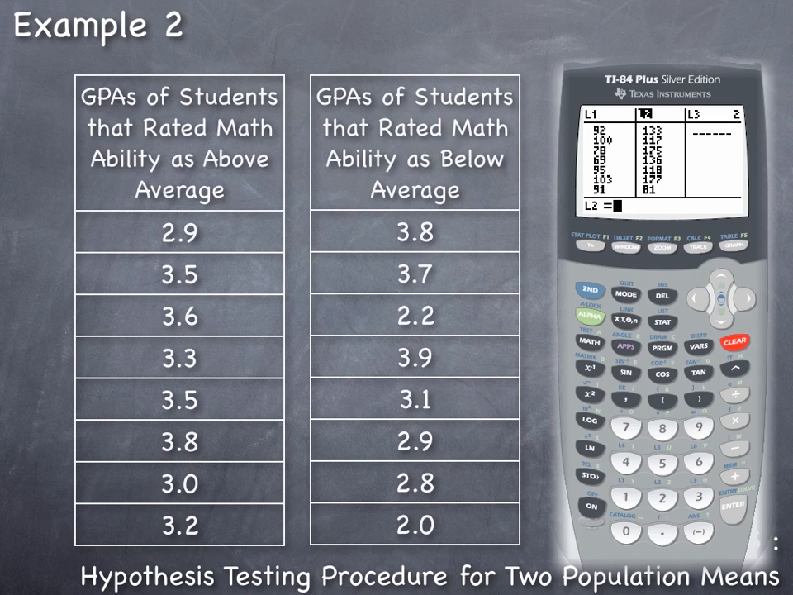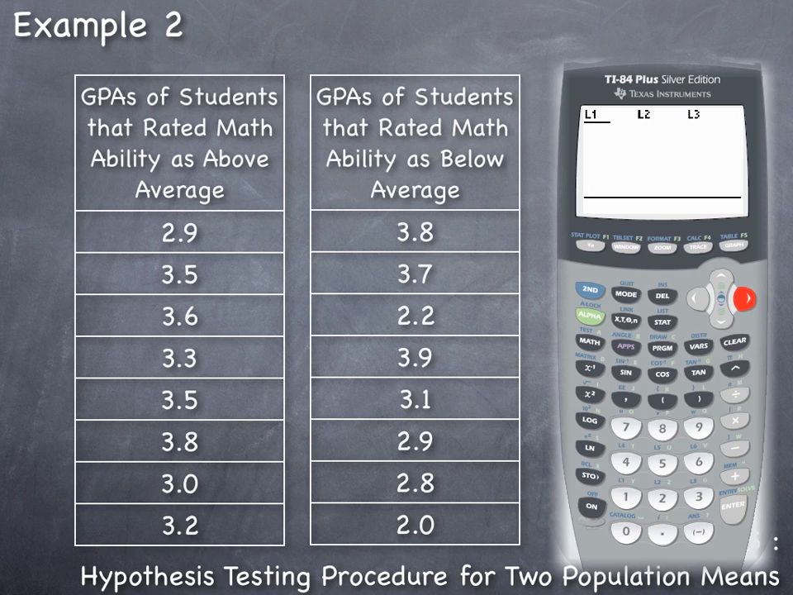Since I have some old data, I'm going to arrow up to the list name and press clear, enter, to clear out list 1 and list 2. So the first sample enters in list 1 by going 2.9, enter, 3.5, enter, 3.6, enter, 3.3, enter, 3.5, enter, 3.8, enter, 3.0, enter, and 3.2, enter.